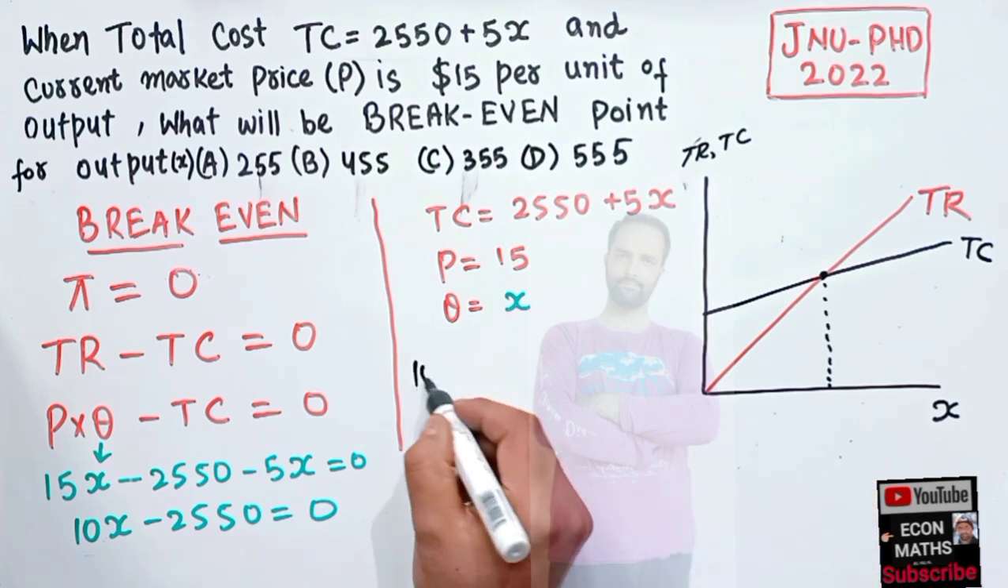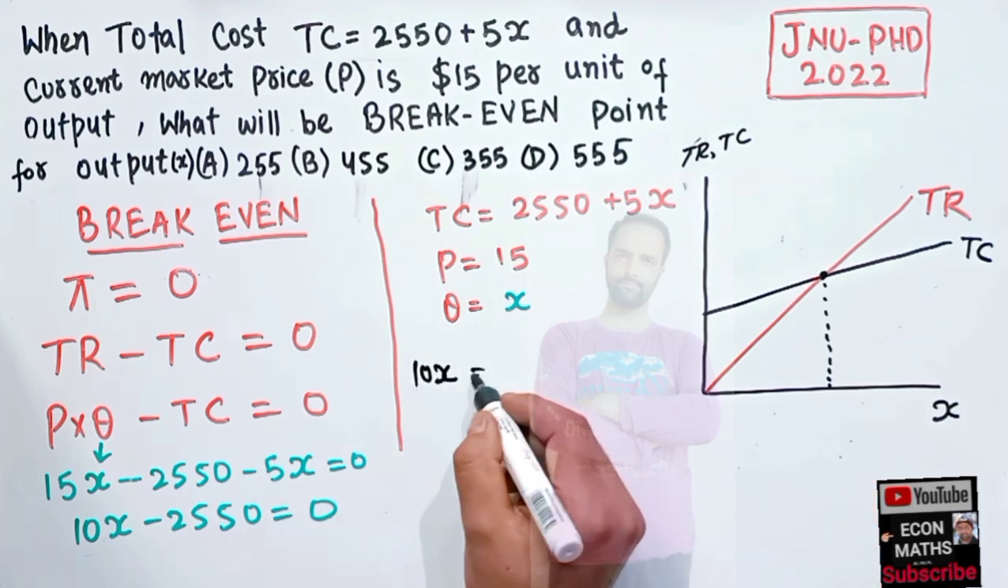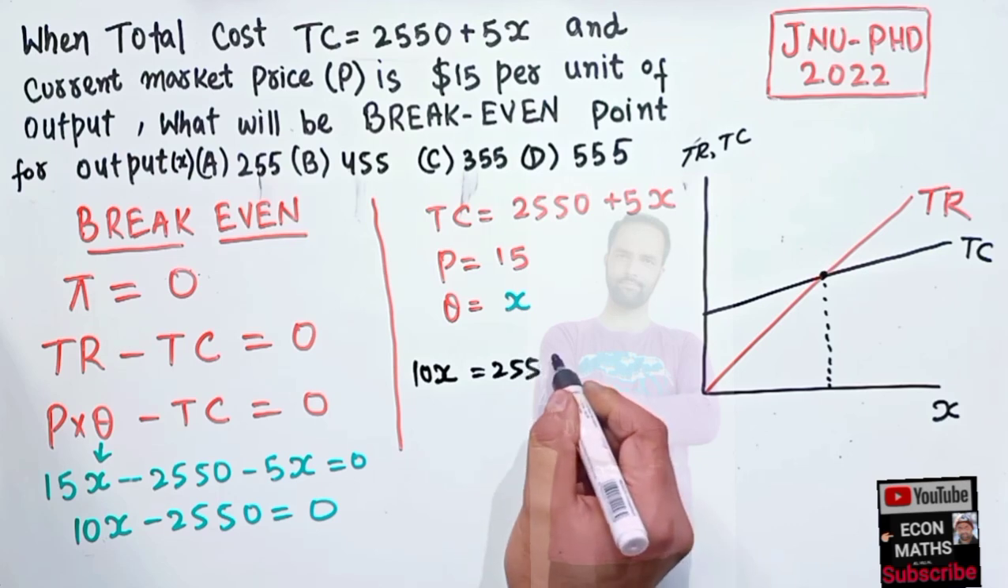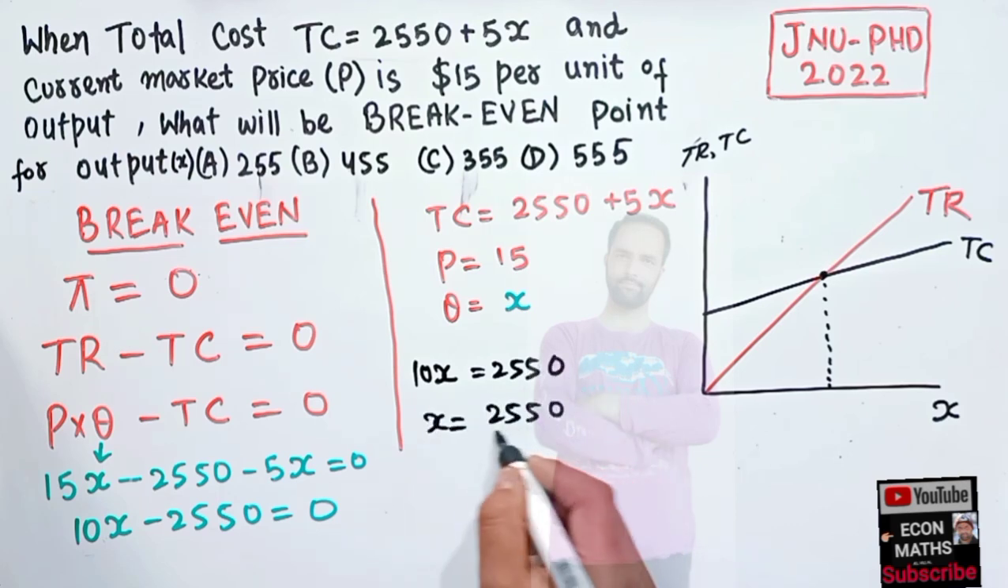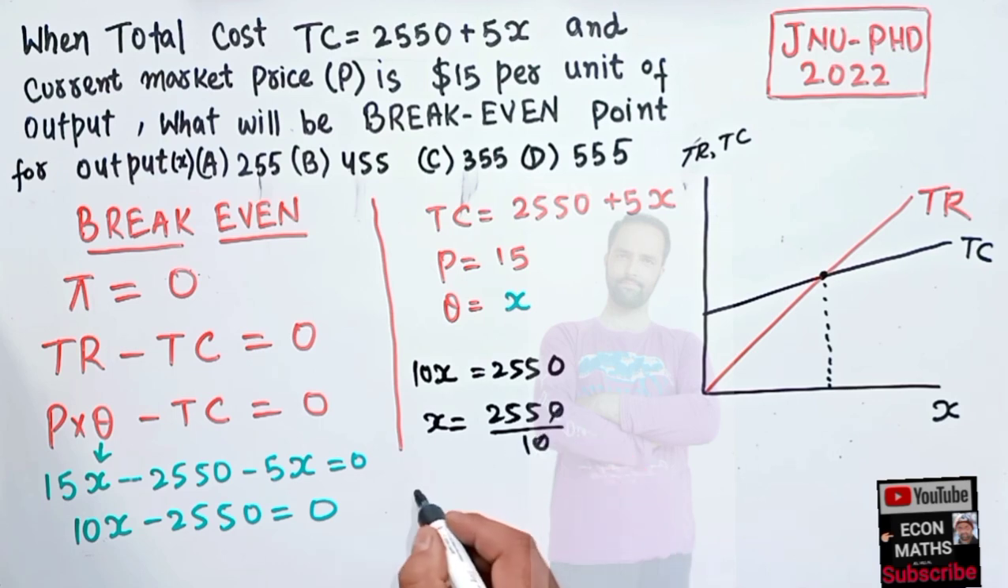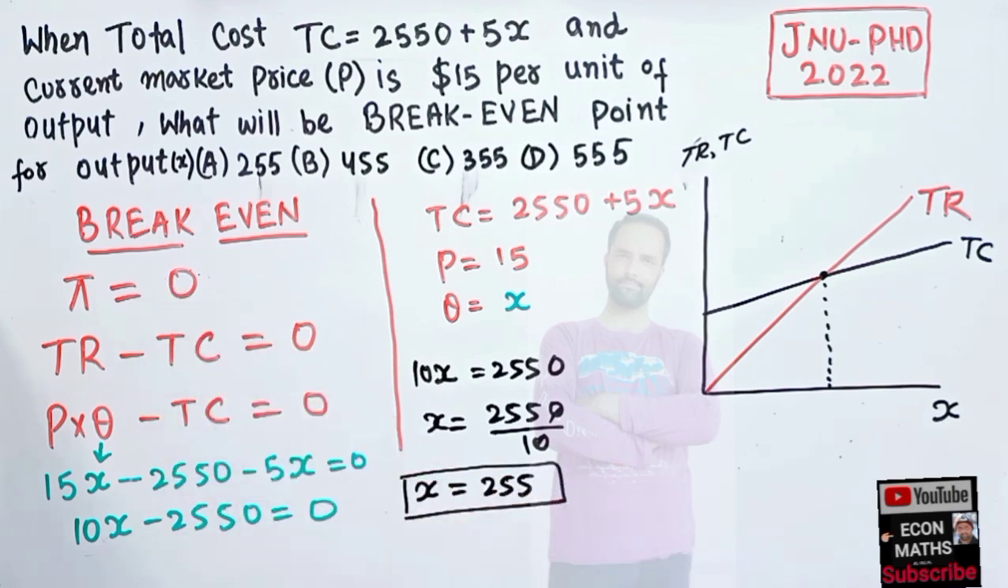So we have 10x, transposing this, it will become 2550, or x will be equal to 2550 upon 10. That gives us a break-even output equal to 255. That means when our economic profit is equal to 0, the output level should be equal to 255.